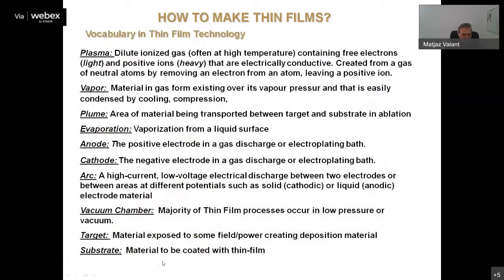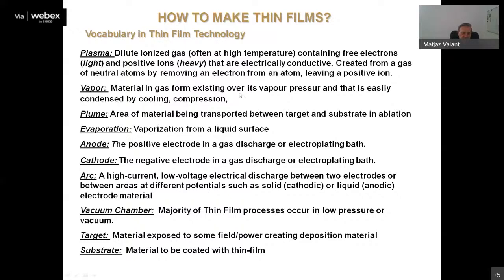So let me go through some terminology that we're gonna use today. We're gonna talk about plasma. Most probably you know what plasma is, which sometimes we say is the fourth aggregate state. But in fact, it's just an ionized gas. Normally, a low density ionized gas with a lot of free electrons and positive ions. Because of the presence of discharge carriers, the plasma is electrically conductive. Then vapor, it's just a material in gas form.